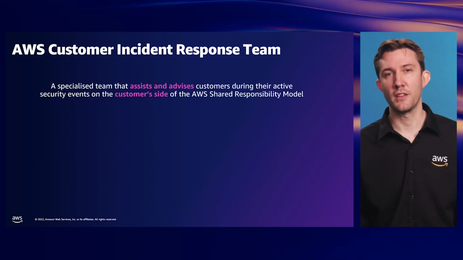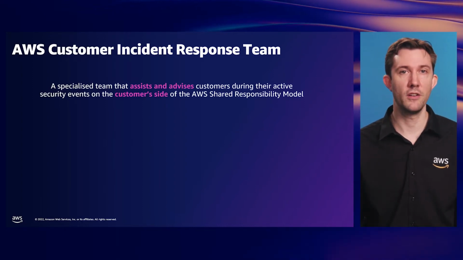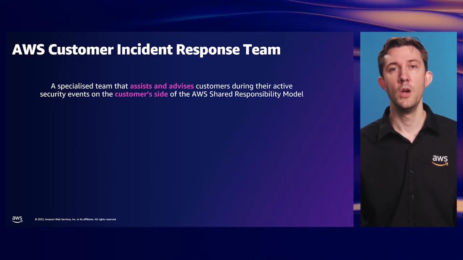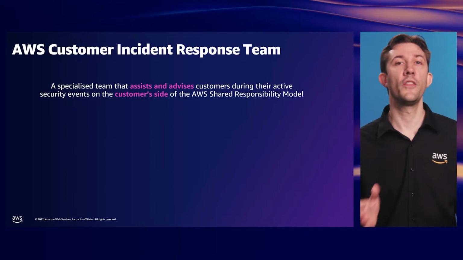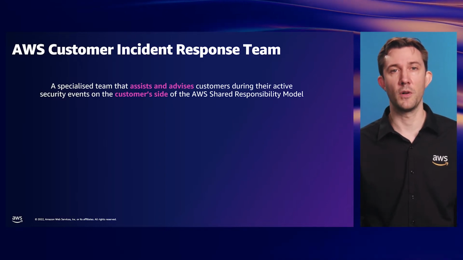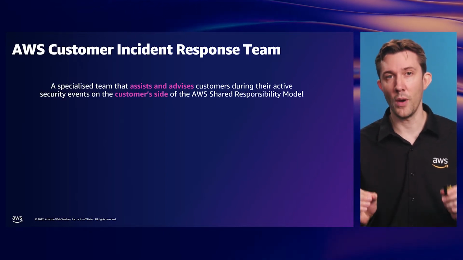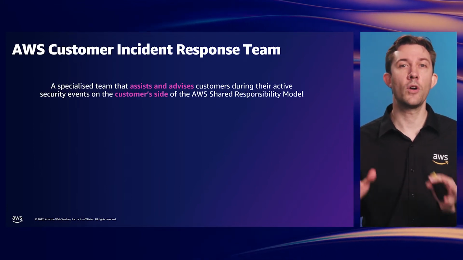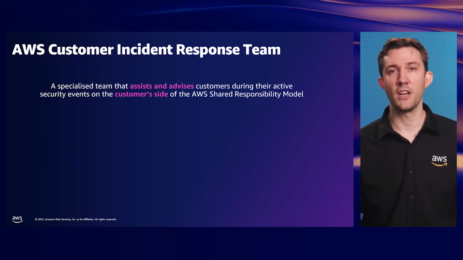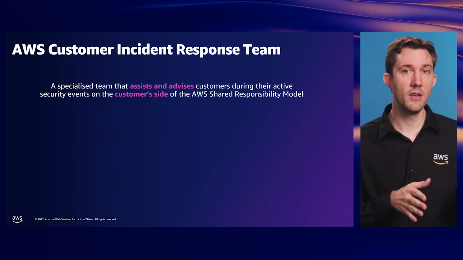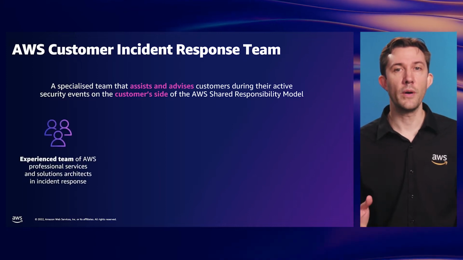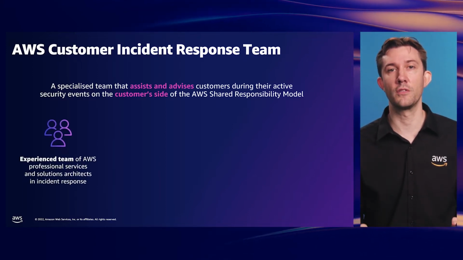So, the AWS Customer Incident Response Team, or AWS CIRT, is a team of people who specialize in incident response on AWS. We specifically focus on security events on the customer side of the shared responsibility model. For those of you not familiar with the shared responsibility model, it describes what AWS is responsible for keeping secure and what a customer is responsible for keeping secure. For example, you don't need to worry about patching an operating system if you're using Amazon S3, but you do if you're using Amazon EC2.